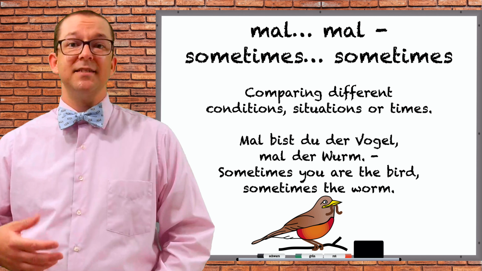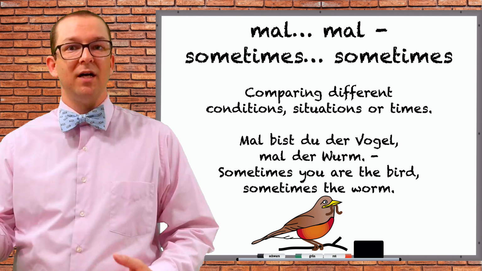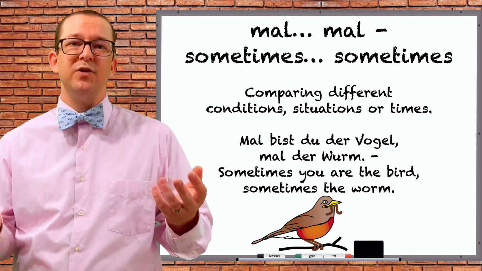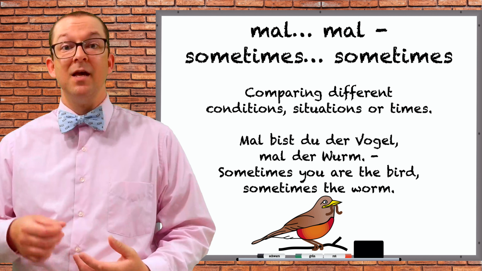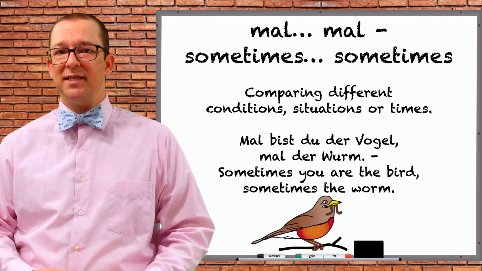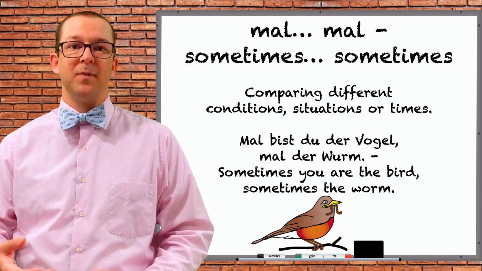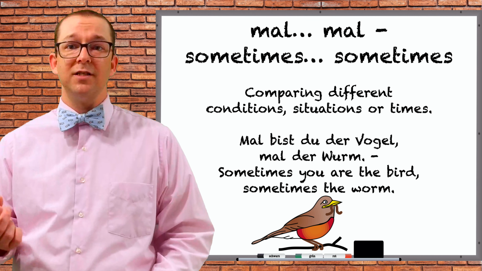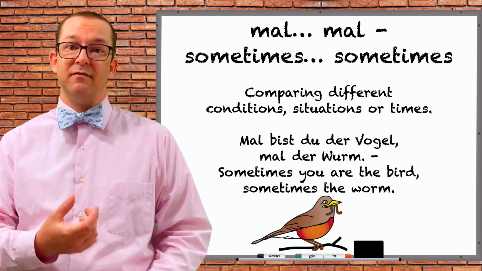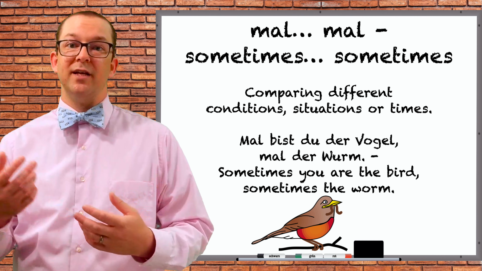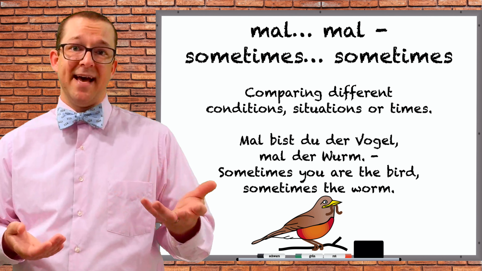If you want to say that sometimes an event goes this way while at other times it goes that way, you need the word mal, twice. On its own, mal generally translates as once or sometime. When you put it at the beginning of each clause, it pushes the subject to the other side of the verb and shows the contrast between sometimes this and sometimes that.